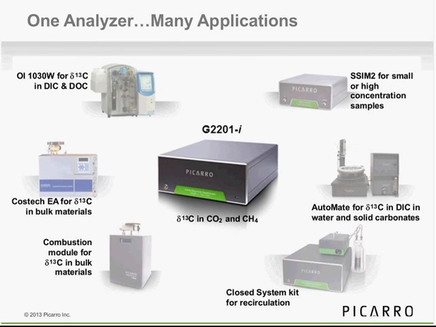For hydrologists, one instrument that you might be interested in is our 2201-I, which is our dual carbon instrument. It measures delta C13 in CO2 and methane. And what's so nice about this instrument is it can couple with many different front ends to measure a number of things, for example, DIC and DOC. It can couple with a Costech EA for bulk materials, delta C13, Combustion Module. It can be used with a closed system recirculation kit for soil studies. It can be used to introduce small samples. So many different applications here.